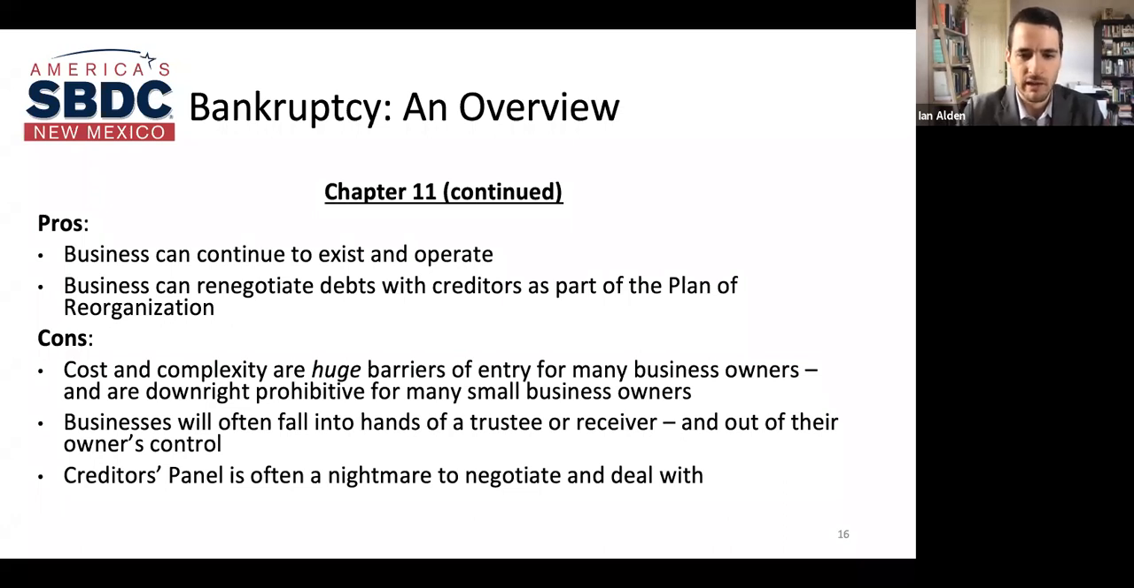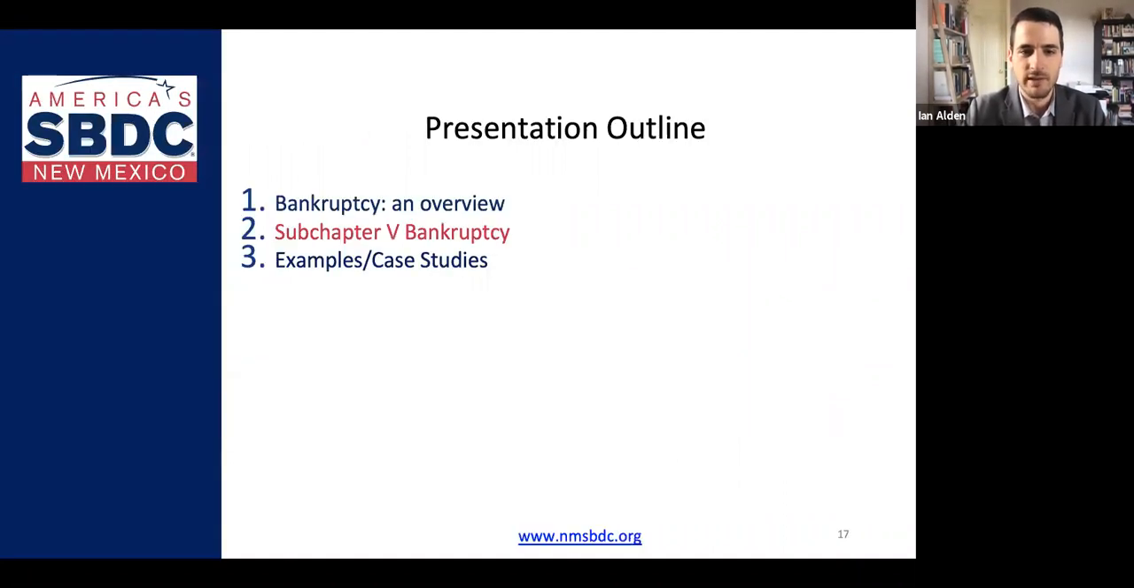Which is going to bring us to one other con to talk about. Businesses will often fall into the hands of a trustee or a receiver and out of their owner's control. So if the business has assets that need to be preserved, or if the business is being mismanaged, or if the business owner is potentially committing fraud or mismanagement or what have you, there's a litany of reasons. The bankruptcy trustee might take the business out of the hands of the business owner and put it in the hands of a receiver. And that business might not revert back to the owner once the plan of reorganization is approved. So you could stand to lose your business, or at least lose control of it in a chapter 11 context. Which brings us all to subchapter 5.